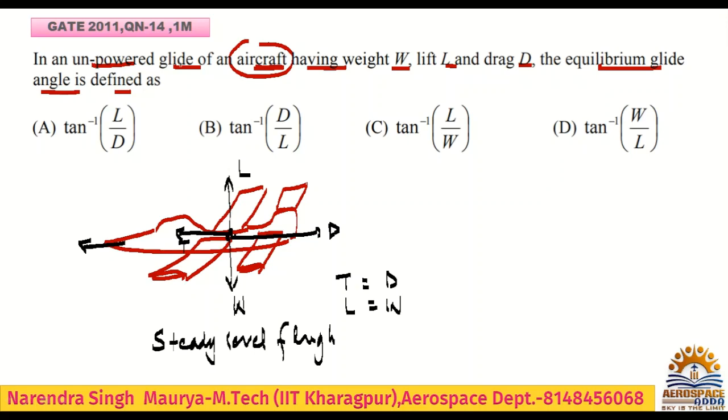So it is the aircraft. Many times this problem will be asked, and sometimes it will be given as a glider. That glider is obviously an unpowered vehicle. But here it is clearly mentioned an aircraft having weight W, lift L, and drag D, but it is now in unpowered glide condition. I hope you understood this.